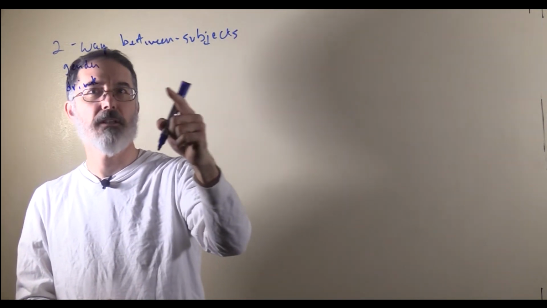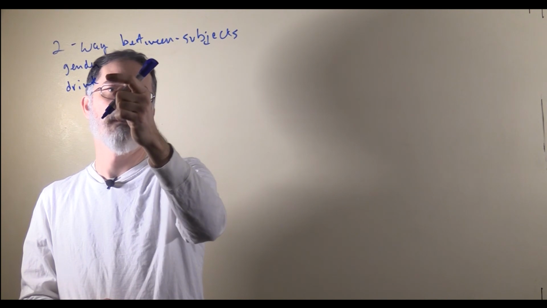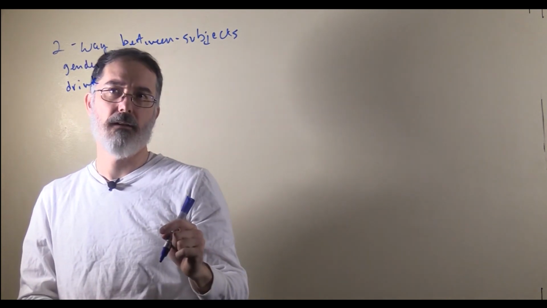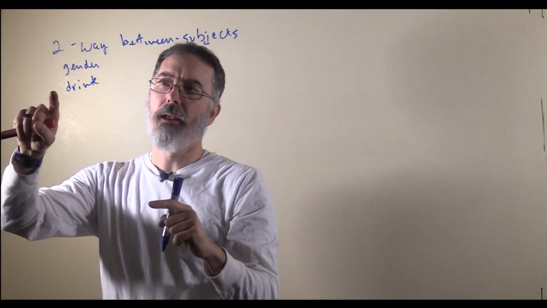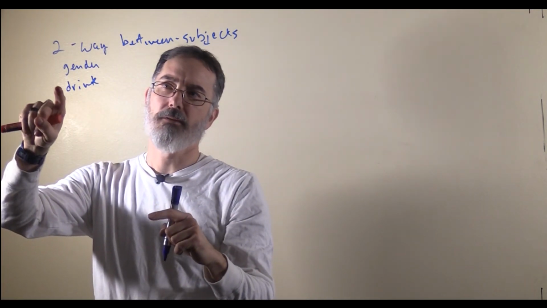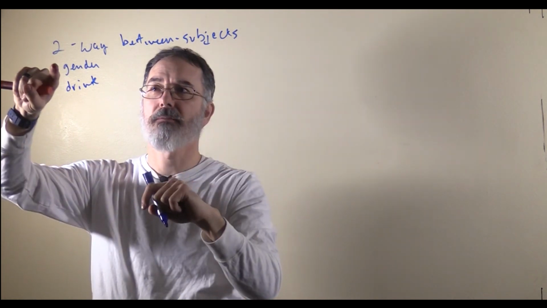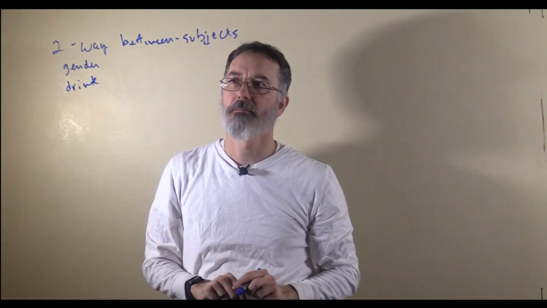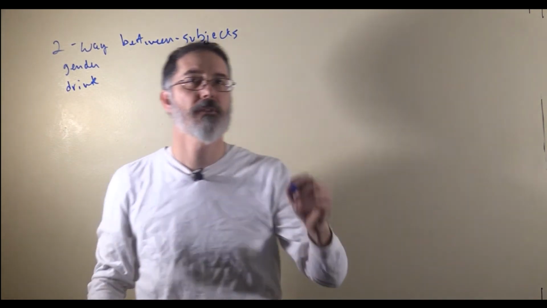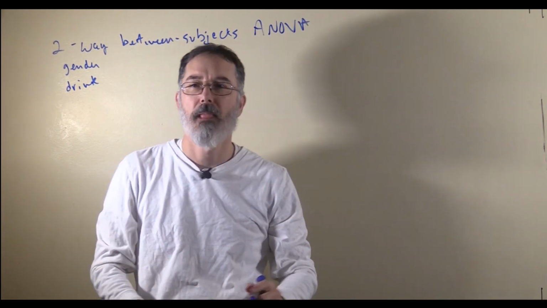It's between subjects because each person only is male or female, and each person only gets caffeinated or decaffeinated drink. If we would have done it differently and had everybody do the caffeinated drink and the decaffeinated drink, this would be mixed because there'd be a between subjects factor and a within subjects factor. But we're going to keep it simple for this, and we'll do both variables between subjects. And it is going to be an ANOVA.